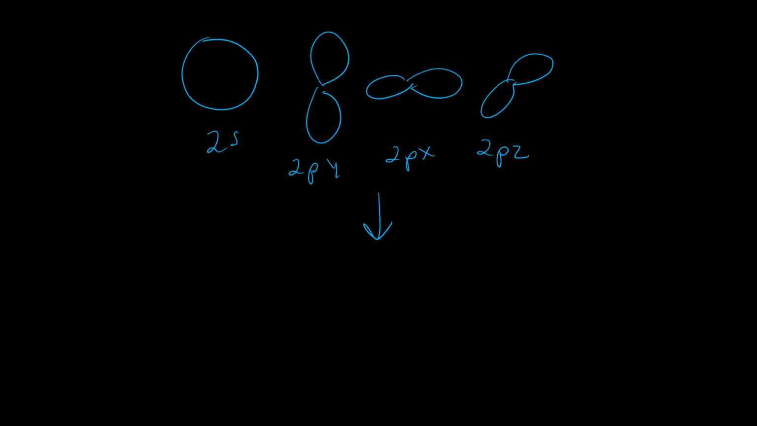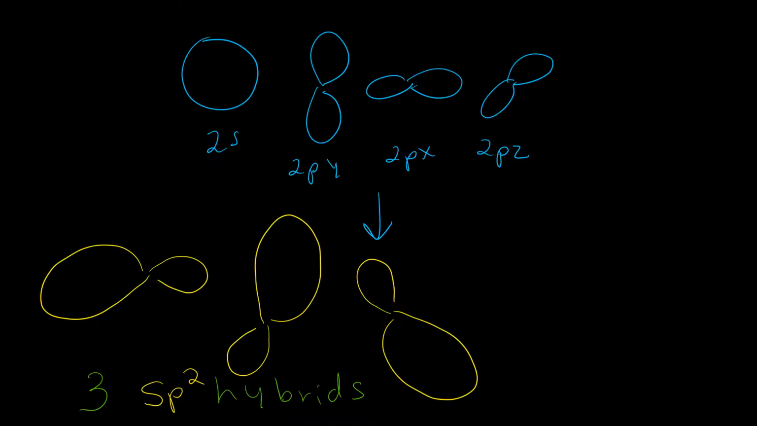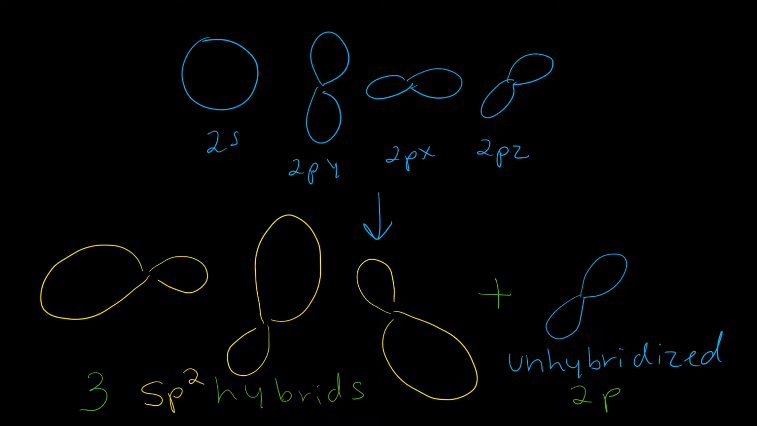When carbon has only 3 groups around it, the atom will adopt a trigonal planar geometry. It does so by using 3 of its 4 valence orbitals, the 2s orbital and 2 of the 2p orbitals, and it will generate 3 sp2 hybrid orbitals. The remaining 2p orbital is left unhybridized.